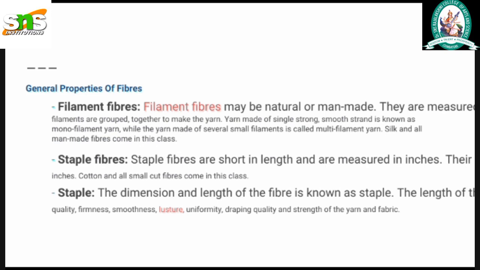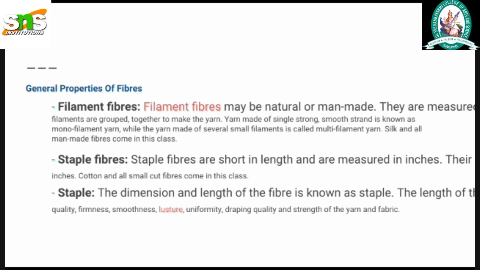General properties of fibers. Filament fiber. Filament fiber may be natural or man-made. Filaments are grouped together to make a yarn. Yarn made of a single strong, smooth strand is known as monofilament yarn, while yarn made of several small filaments is called multifilament yarn. Silk and all man-made fibers come in this class.